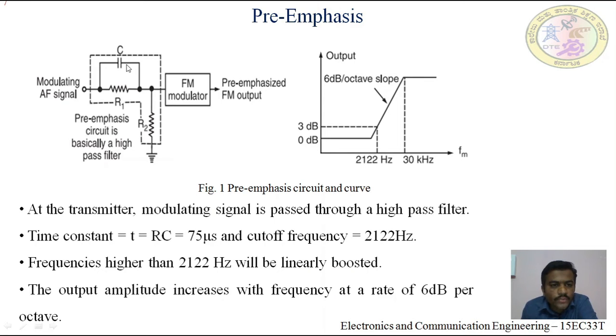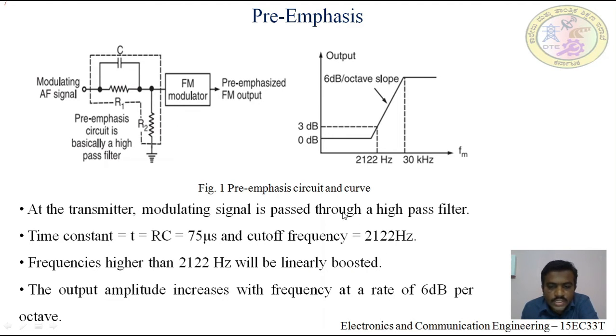Any combination of resistance and capacitance which gives a time constant of 75 microseconds can be used to construct this high pass filter. This high pass filter will amplify the incoming high frequency modulating signals. As the frequency of the incoming modulating signal increases above 2122 Hz, the amplification provided by this high pass filter will also increase.